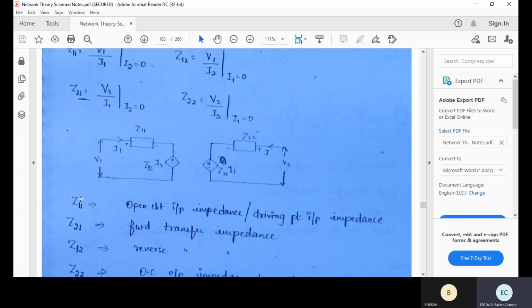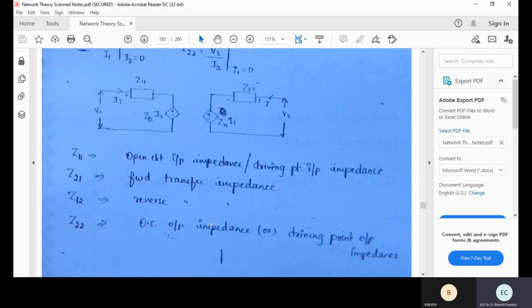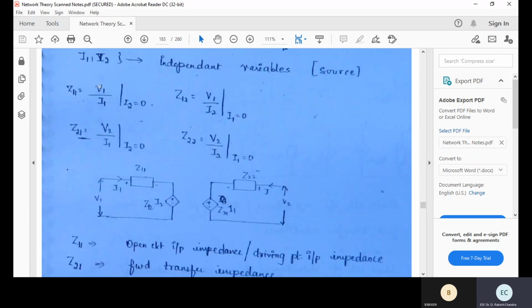With this, we'll just construct an equivalent circuit. This is V1 is equal to Z11 I1 plus Z12 I2. Similarly, this is V2, which is Z22 I2 plus Z21 I1. We can call Z11 the open circuit input impedance, Z21 the forward transfer impedance, and Z12 the reverse transfer impedance.